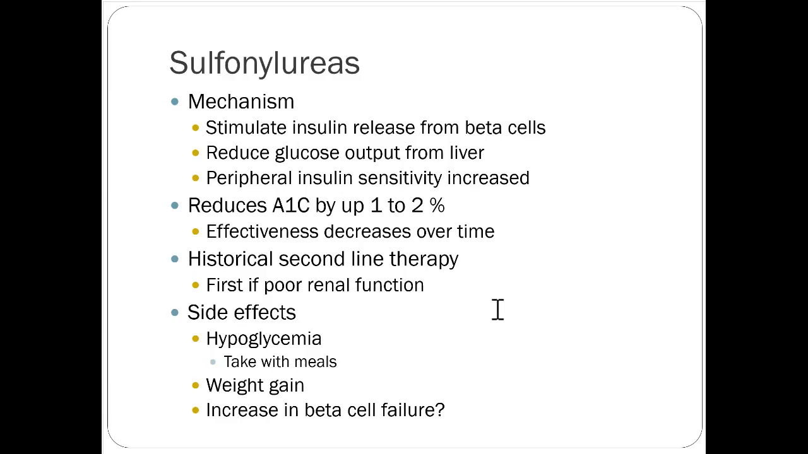Next, sulfonylureas are a group of drugs that historically have been our second line therapy. However, there's a lot of controversy around them currently. What they do is stimulate insulin release from the beta cells. They reduce glucose output from the liver, and peripheral insulin sensitivity is increased. So these drugs, in contrast to metformin, work very aggressively on stimulating those beta cells to pump out more insulin.